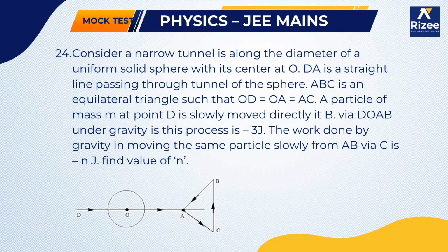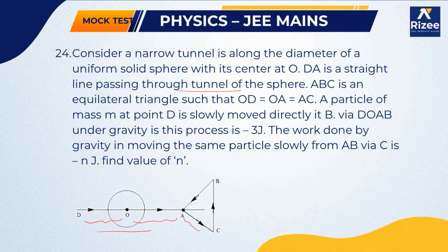Consider a narrow tunnel along the diameter of a uniform solid sphere with its center at O. DA is a straight line passing through the tunnel of the sphere. ABC is an equilateral triangle such that the distance OD is equal to OA, and this is also equal to AC, since it's equilateral, meaning all sides should be the same.